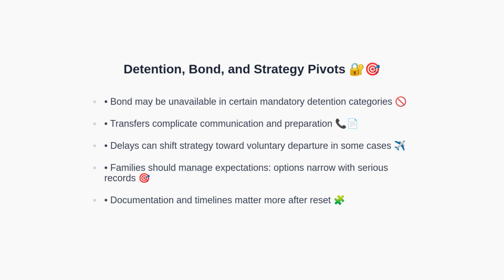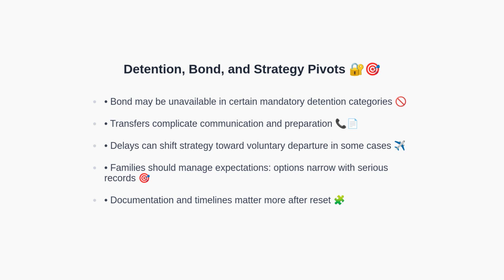Detention status heavily influences options. Some respondents fall into mandatory detention categories, making bond unavailable. Transfers can disrupt communication between counsel and client and complicate evidence collection. The added delay from a reset may change litigation strategy, and in some cases, counsel may advise exploring voluntary departure if eligibility exists. Families should calibrate expectations, because serious criminal history or statutory bars narrow potential outcomes. After a reset, documentation, deadlines, and organizational discipline become even more critical.